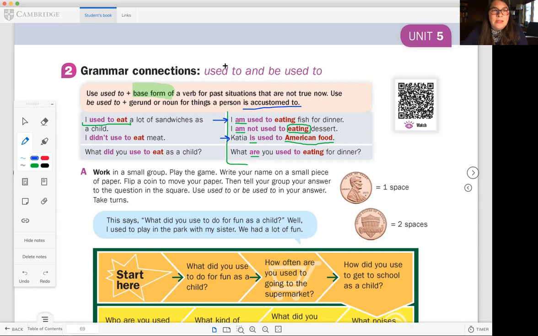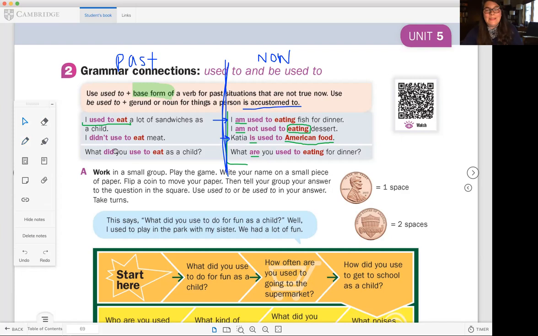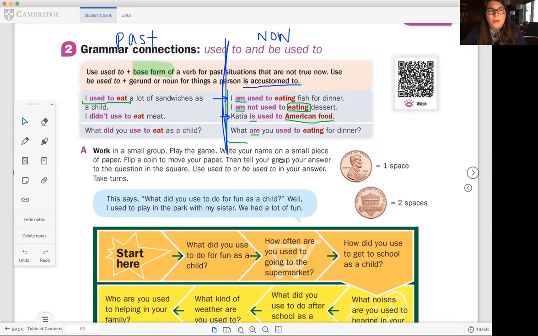So the main difference in meaning between these two is this over here. I know I can't write very well. Sorry. This is a past habit. And this over here is present. Actually, I'm going to write now because now is easier to write with my finger. Is that okay? So again, past habit. I used to play outside with my friend when I was a child. Now I don't. And this is a situation that's normal now. I'm used to eating American food. It's normal now. Okay?